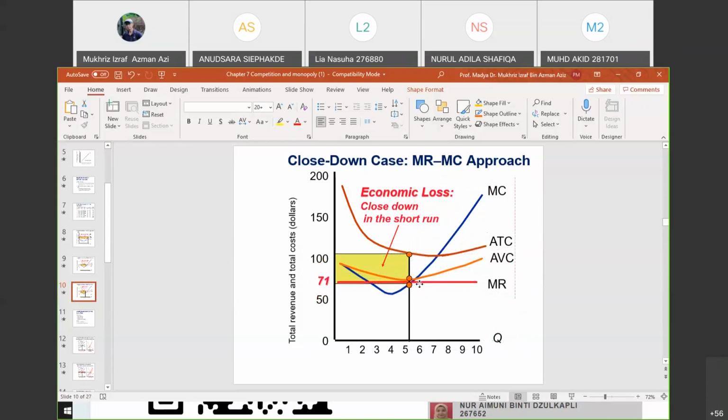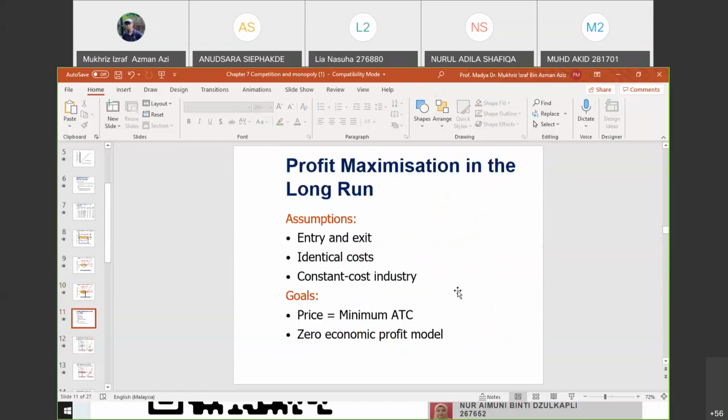If the price is below average variable cost, the firm needs to shut down or close the business. But if the price is just at the minimum of average variable cost, that's what we call the shutdown condition, meaning that the firm can continue or exit the market. But if the price is in between average cost and average variable cost, anywhere between here, the firm should continue doing business. So that's what we did last Monday.